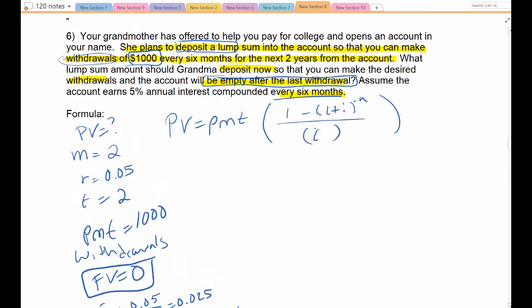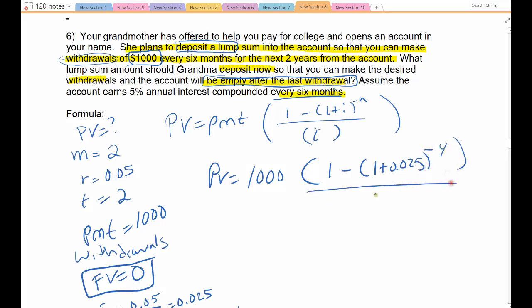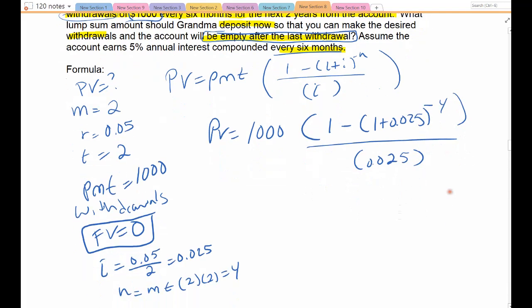Alright, so carefully plugging all of the information into my formula. I'm looking for present value. My payments are $1,000. 1 minus (1 plus 0.025) raised to the negative 4, all over 0.025, my interest rate. Again, I put extra sets of parentheses in there just to be on the safe side. The sets you have to have are the big set there, and the set around the 1 plus. Then you carefully type it in.